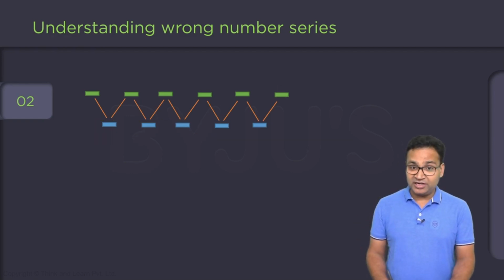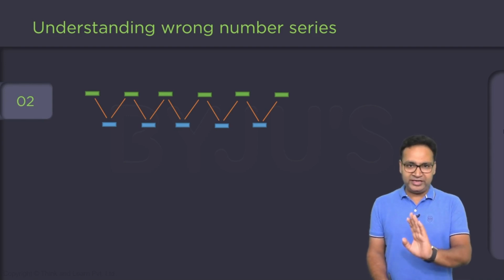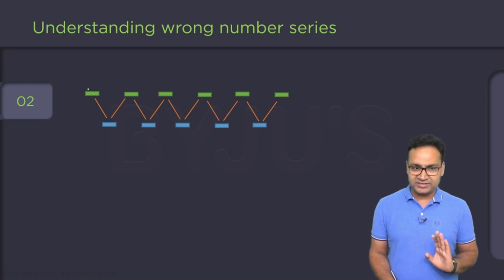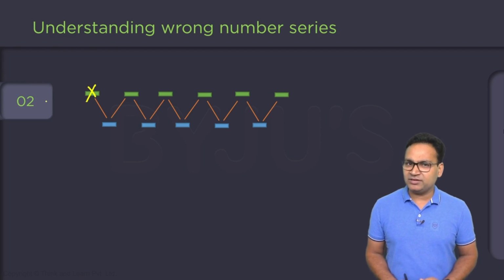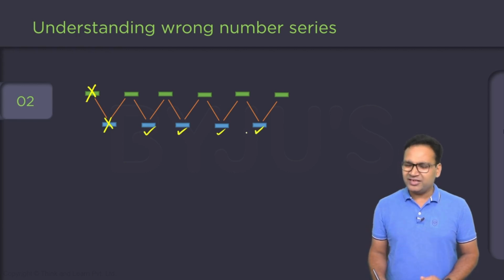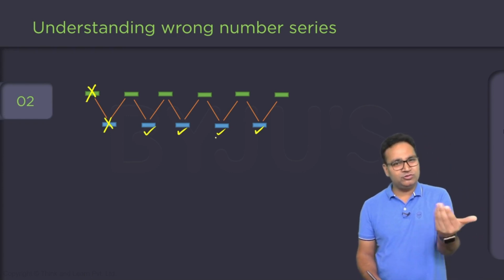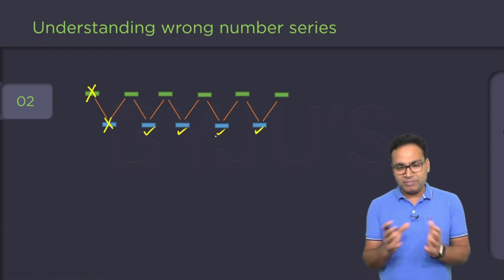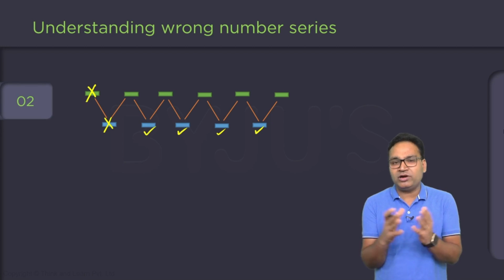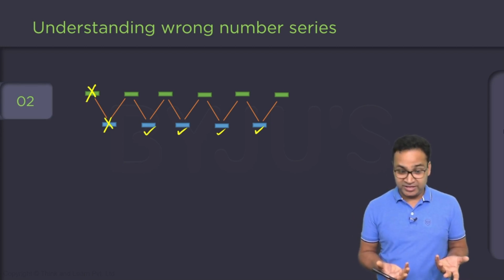So if the last number is wrong, it will be easy to decode a wrong number series. Similarly, if the first number is wrong, that means this difference is not correct, but the rest of the differences are correct. If I give you 4 consecutive numbers, it is enough to figure out the pattern of the wrong number. So it becomes more like a missing number series.